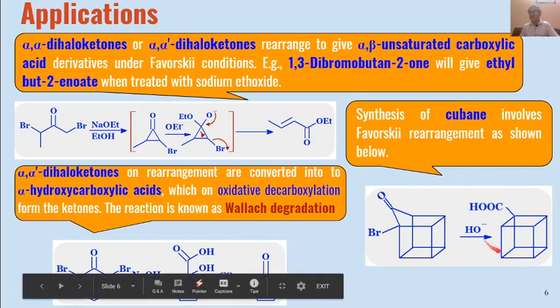Similarly, we can synthesize cubane carboxylic acids through Favorskii rearrangement, and the same thing if we have alpha bromoketones as the starting materials. Through Favorskii rearrangement in presence of sodium or potassium hydroxide, they can be converted into cubane carboxylic acid, and the mechanism of the reaction is the same as we have discussed in the previous slides.